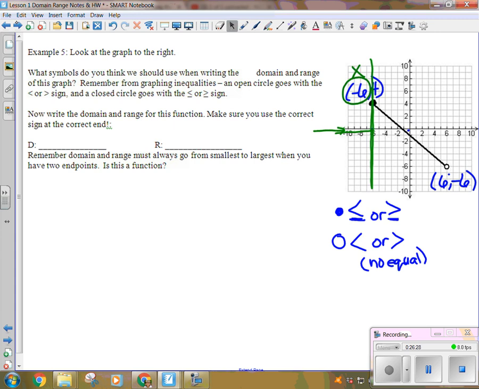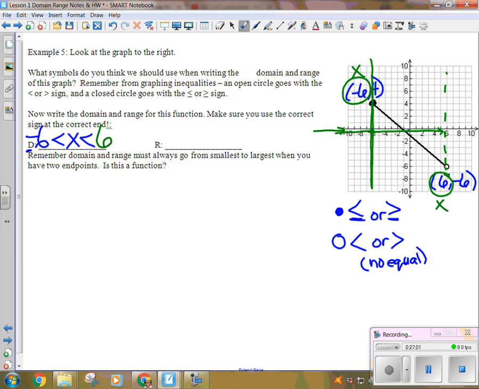They did not set me up this time, but I know if it's domain, I should put x in the middle. Remember, we said we're going to train you today. It's always less than on one side, less than on the other side. So less than, less than. Now I'm ready for my number. The number for this one is -6 on the left. And how far does it go? If we continue going across the graph, what is the last x value that's used? It looks like the last x value is 6. So I'm going from -6 to +6.